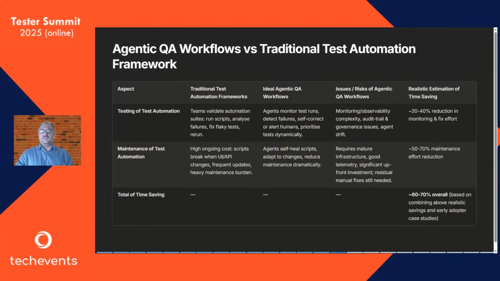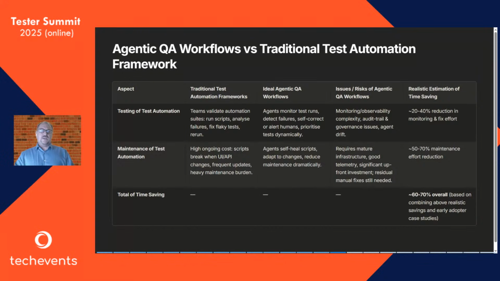Then we move to a different phase, the testing of test automation. Here we probably cannot save so much time, because once the automated script is generated, we're just executing it, checking if it is passing or failing, and spending some time on debugging.